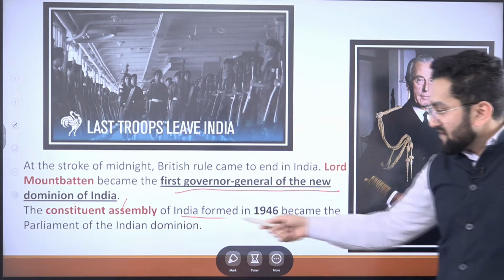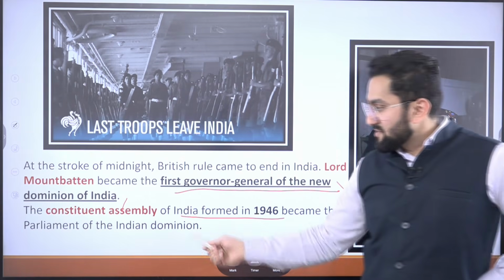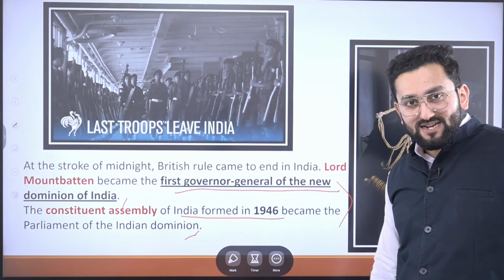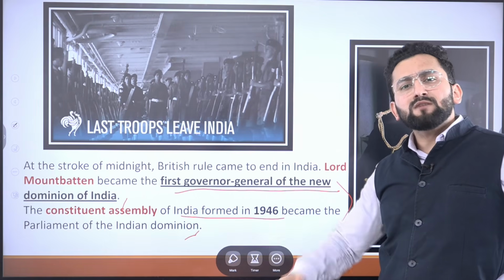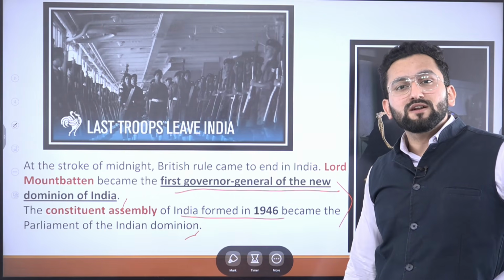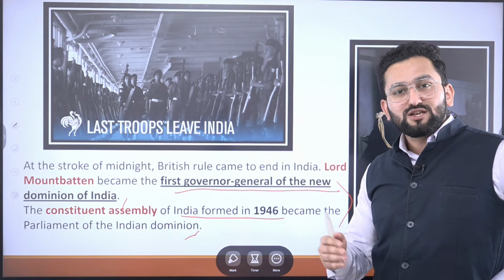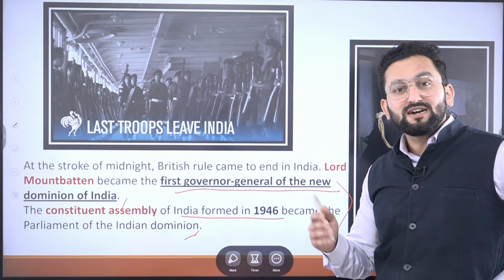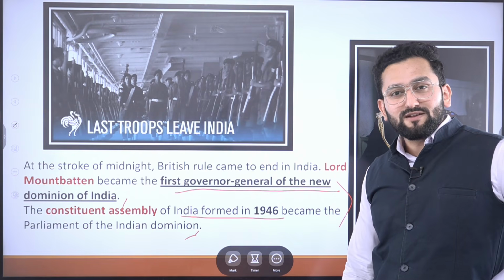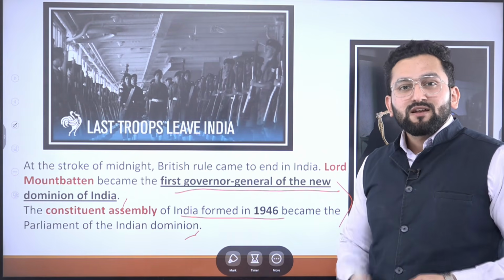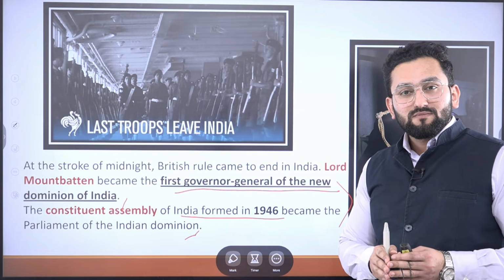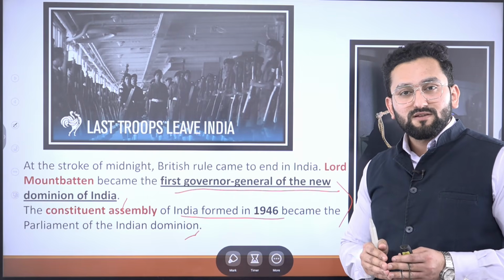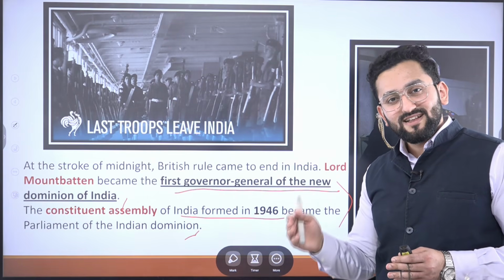The Constituent Assembly of India was formed in 1946 and became the Parliament of the Indian Dominion. And after the enactment of the Constitution, we were a sovereign, socialist (the word came later), secular, democratic republic, right? Anyway, the discussion on the Constituent Assembly and the addition of the words, we are going to talk about in the next lectures.